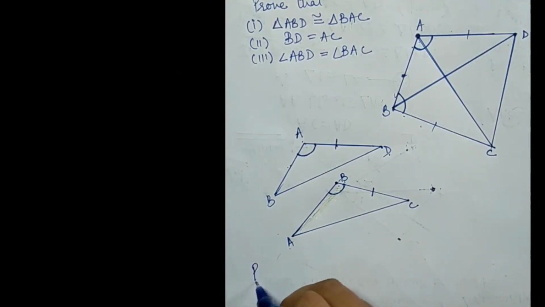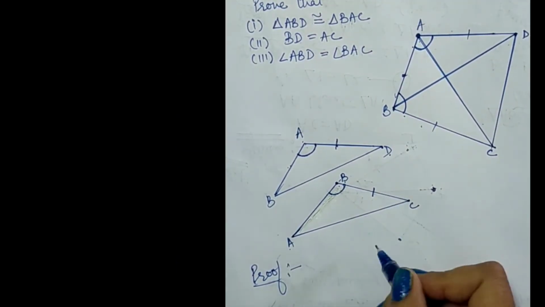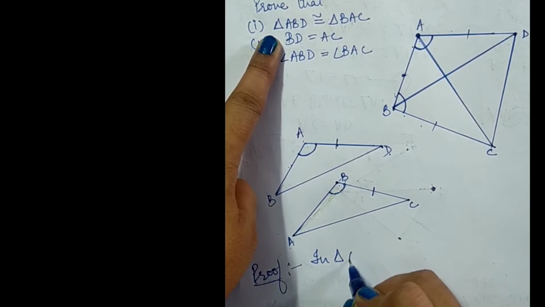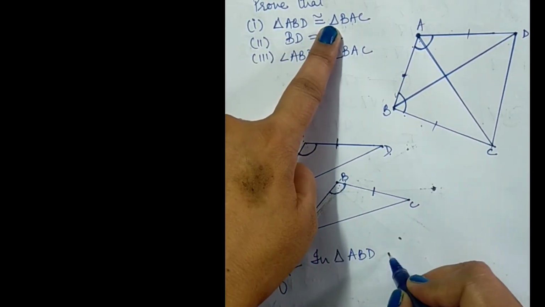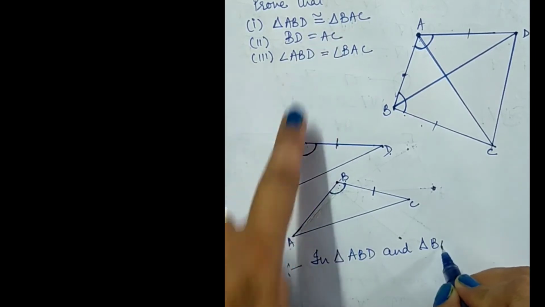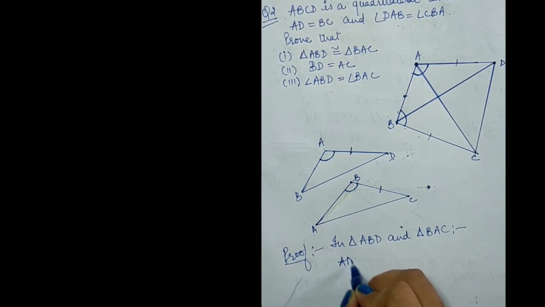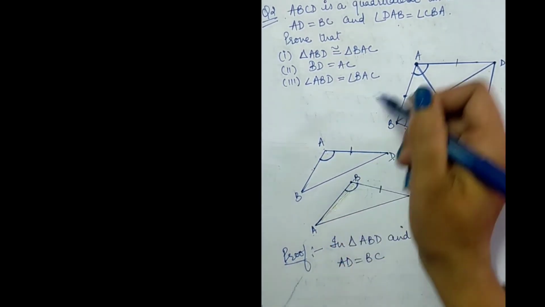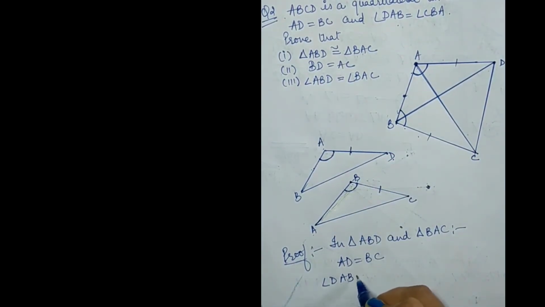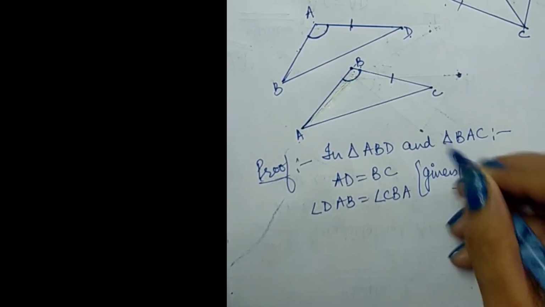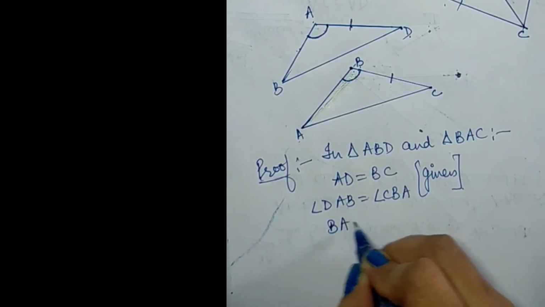So let's write it down now. I am writing the same thing. First part was in triangle ABD. We are choosing the same triangles which we have to prove congruent. So ABD: AD is equal to BC. Second, angle DAB is equal to angle CBA. Both are given, so I am writing given in front of both. Third thing, BA is equal to AB.